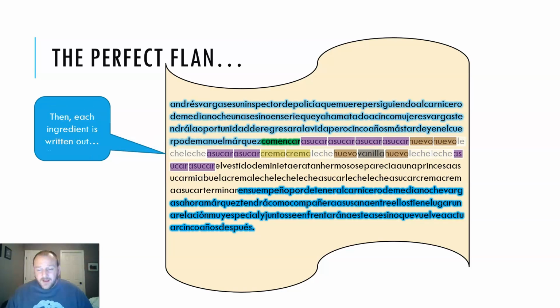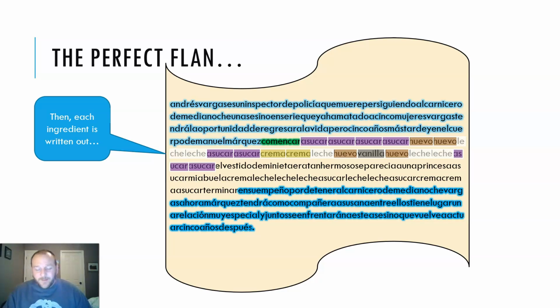So if you take a look, and if you know your Spanish at all, you'll notice that the word azúcar repeats itself 4 times. That's 4 tablespoons of sugar. After that, huevo, huevo, 2 tablespoons of egg. Leche, leche, 2 tablespoons of milk, and so on. And it keeps on going. This is how the recipe is written out. And we know this recipe keeps going until we see the word terminar.